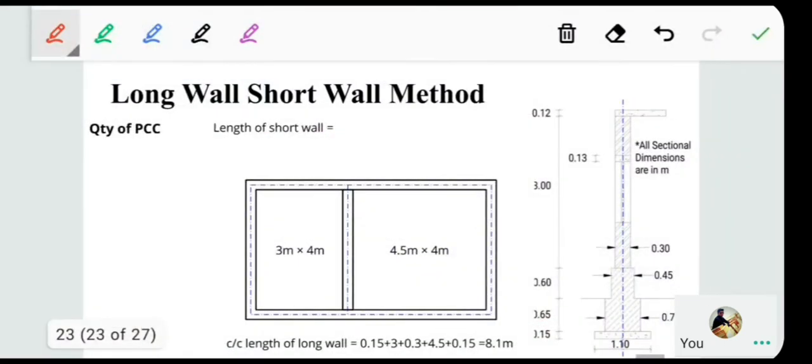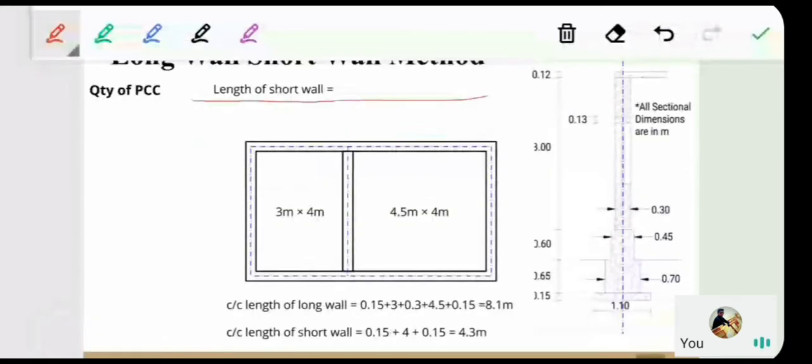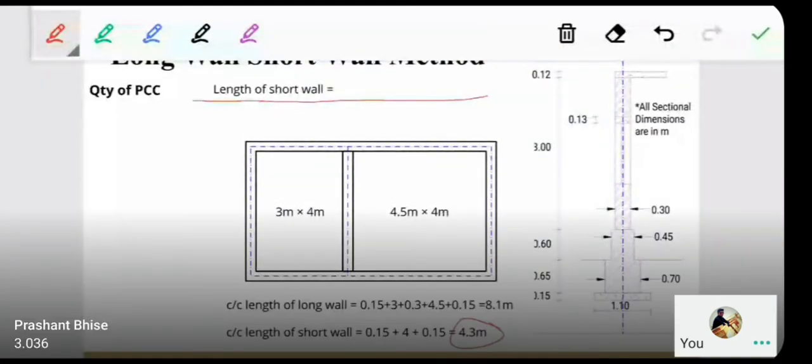Similarly, the length of the short wall for the PCC will be the center to center line distance, the length of the short wall, 4.3, minus the width of the item. The width of the PCC item is 1.1. So 4.3 minus 1.1 will give us the length of the short wall. Okay, for the long wall we add the width of the item, for the short wall we subtract the width of the item.